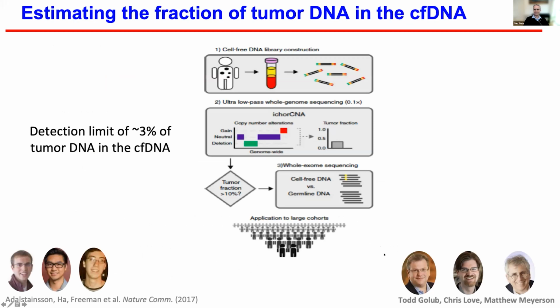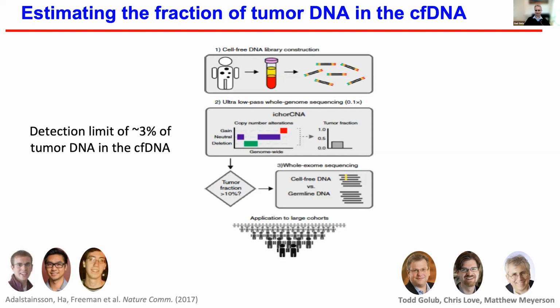But now we wanted to look at cell-free DNA. And so we've developed at the Broad, together with Victor Stenson, Gavin Hahn, Sam Freeman, Todd Golub, Chris Love, and Matthew Marson, an approach to look at whole exome sequencing of cell-free DNA by extracting the library of cell-free DNA and looking at copy number changes throughout, and that could detect if there's tumor DNA in the cell-free DNA. The lowest sensitivity of that is roughly 3%. So if you have less than 3% tumor DNA in the cell-free DNA, we can't really say that there's tumor in that cell-free DNA.